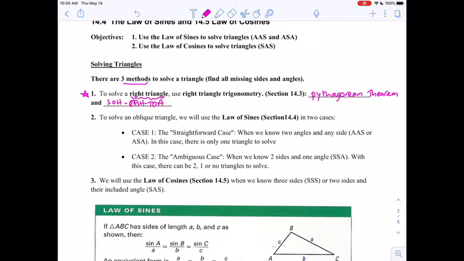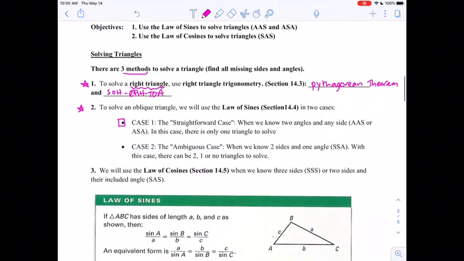So SOHCAHTOA. And if the triangle was not a right triangle, we have two methods that we would use to solve for an oblique triangle. So method 2 is what we're going to cover today, specifically case 1. Case 2 we will cover in the next video, but case 1 is what we call the straightforward case.